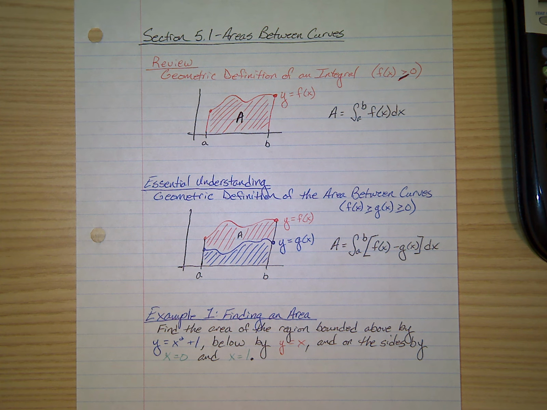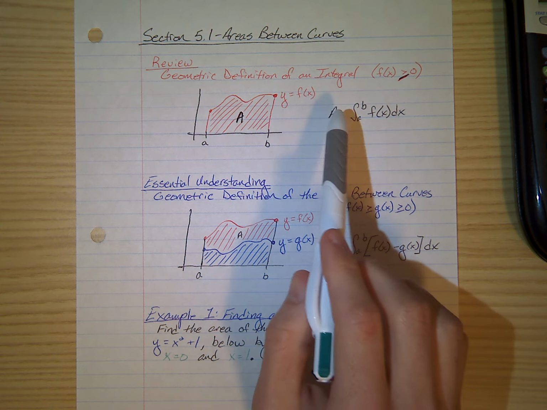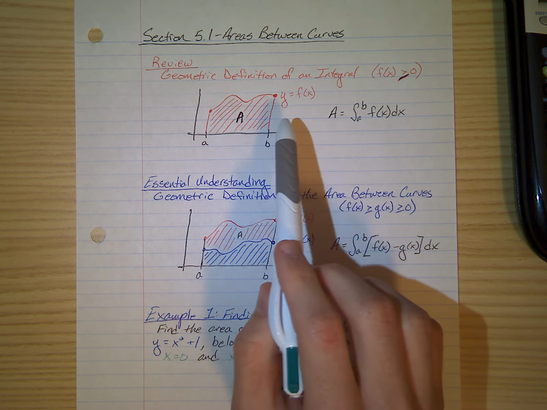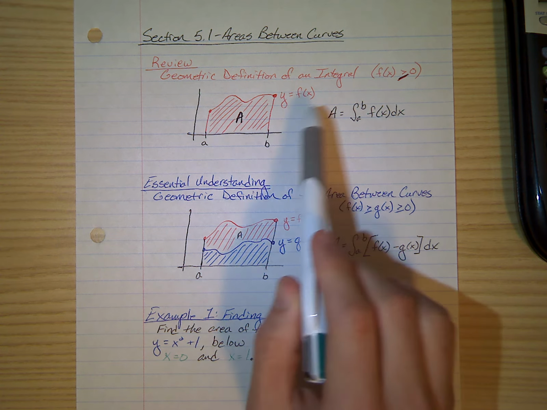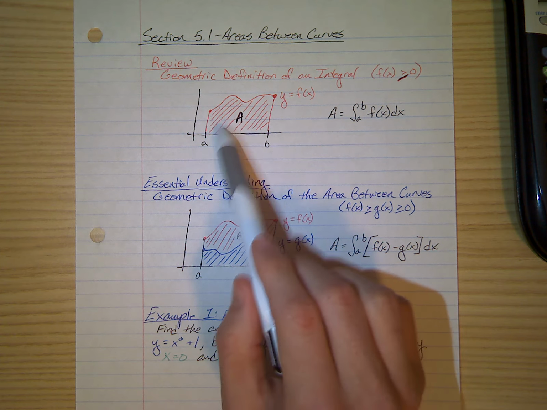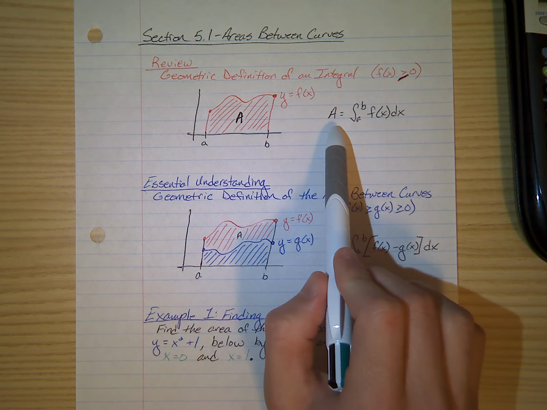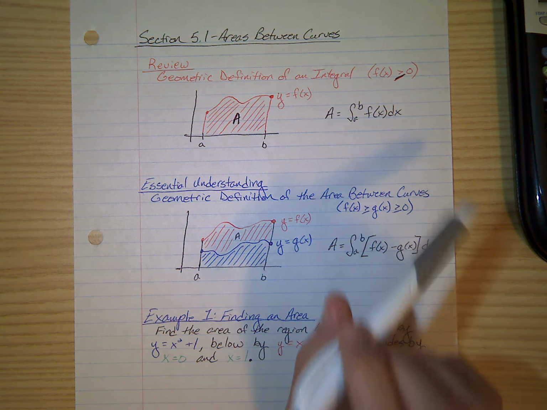All right, so what we're going to talk about today is the first section in chapter 5, which is about the area between curves. So before we begin on that, just a little review about what the geometric definition of an integral is. So if we have an integral of a function where the function is greater than or equal to 0, the geometric interpretation of that would be the area underneath the curve. Okay, so area is equal to the integral from a to b of f of x dx.